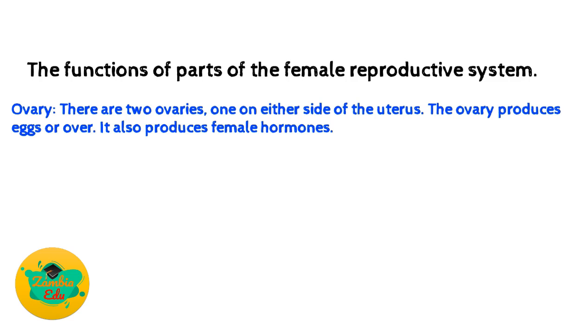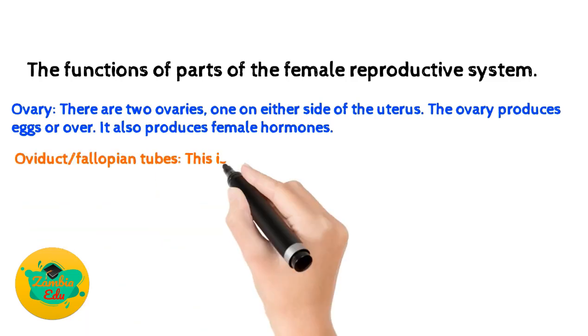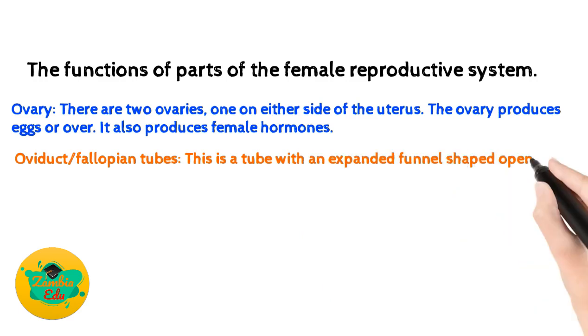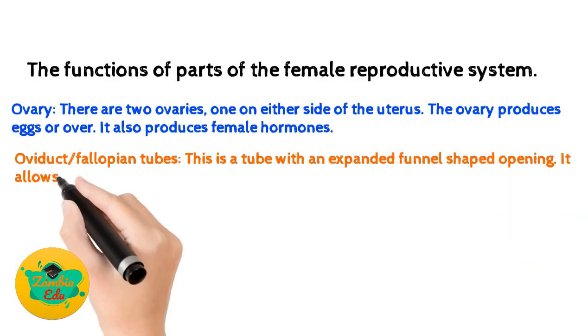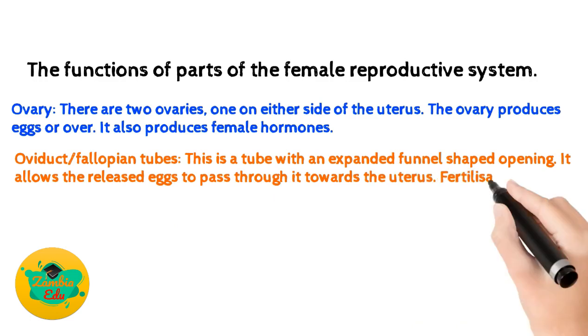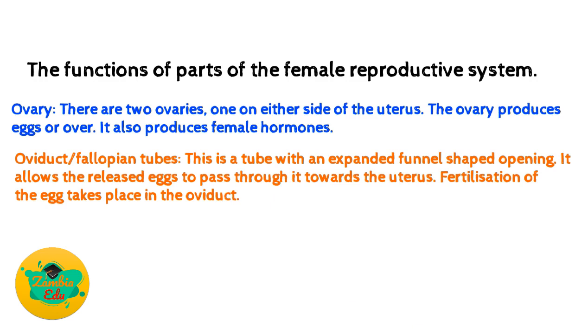We'll now talk about the oviduct or the fallopian tube. So the oviduct or the fallopian tube is a tube with an expanded funnel-shaped opening. It allows the released eggs to pass through towards the uterus. Fertilization of the eggs also takes place in the oviduct.